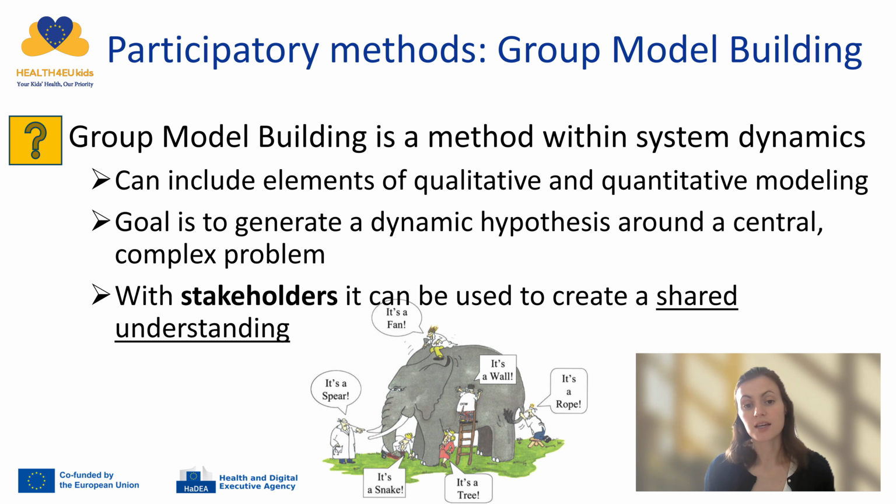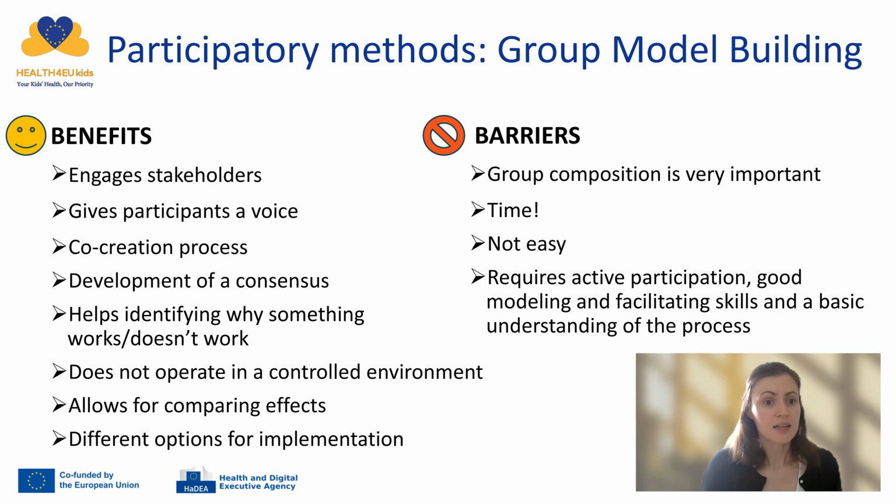But when you combine everything and you talk to each other, they saw the complexity of the system and they saw that all of their opinions were valid, or like in the picture, the scientists would understand that it's an elephant standing in front of them. Group model building has several benefits. The most important one is that it really engages stakeholders and gives them a voice. This is a co-creation process where the most important part is given to the stakeholders. Researchers mainly facilitate and model the sessions. It helps to develop, like I said, a consensus about what is the obesogenicity of the living environment, but also it helps to identify why something works or doesn't work.